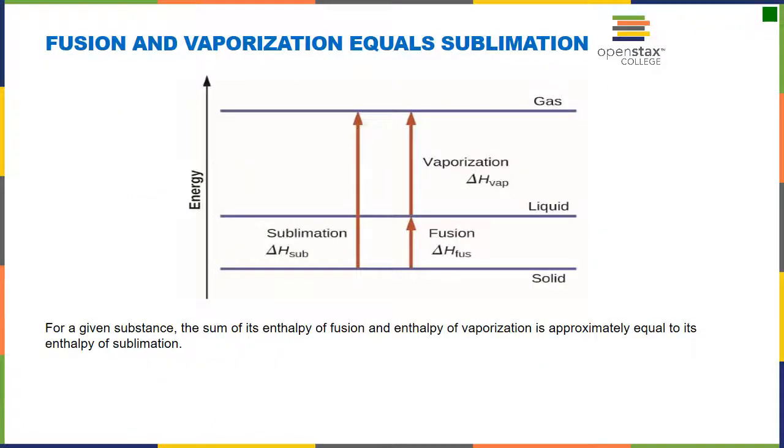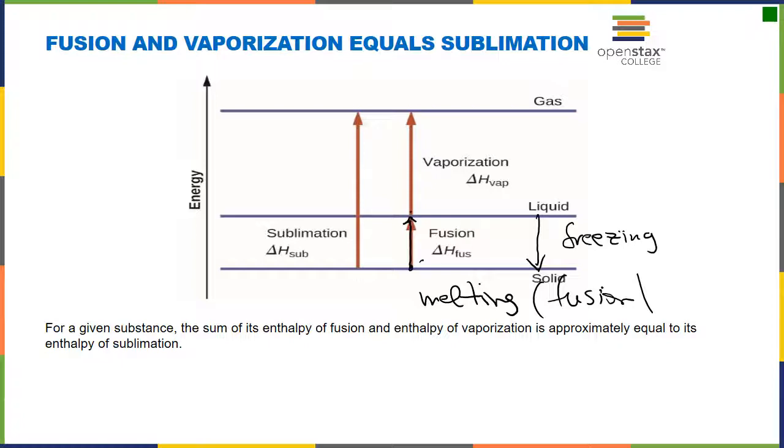So let's consider the processes. We can go from a solid to a liquid. If we go from a solid to a liquid, we call that melting. Of course, we can't make it that simple. We're going to call that fusion. Fusion means melting. If we go from instead a liquid to a solid, that is going to be freezing, and it's simply the opposite process with the opposite sign.